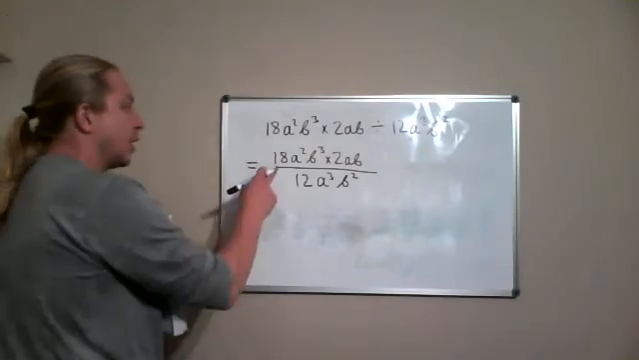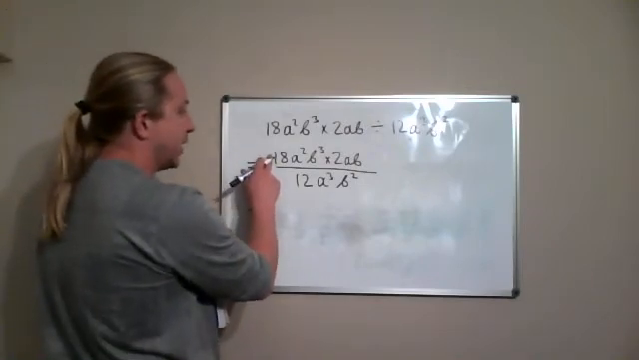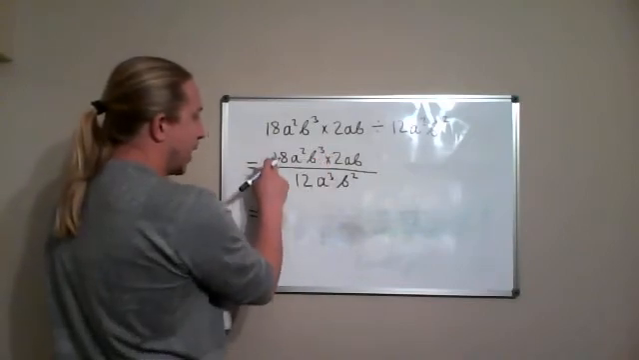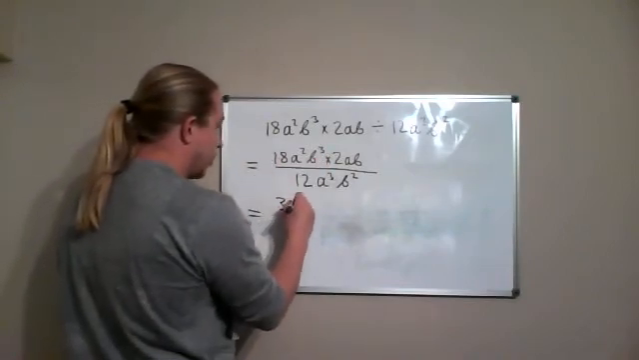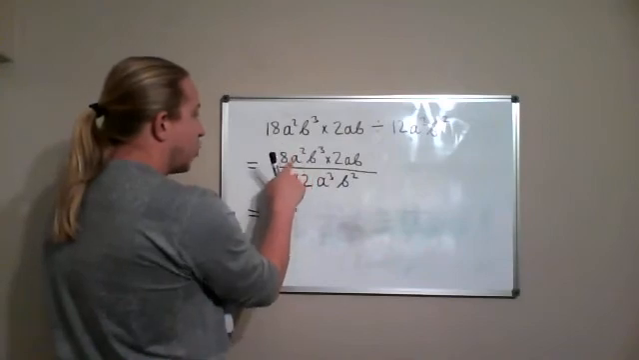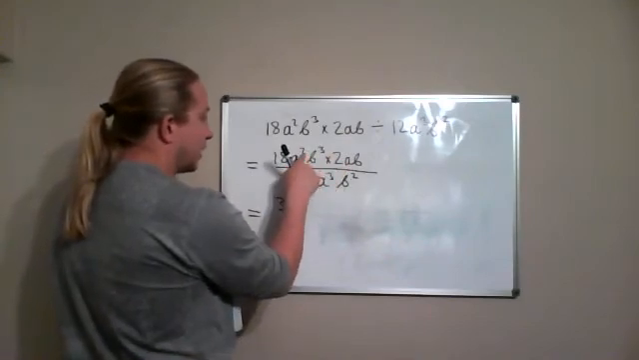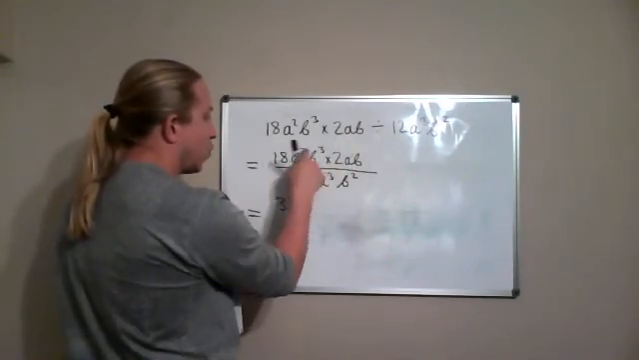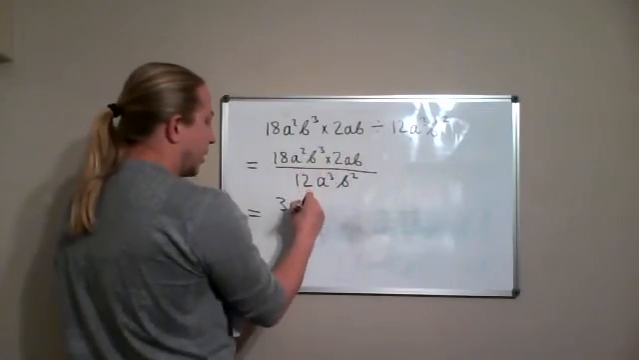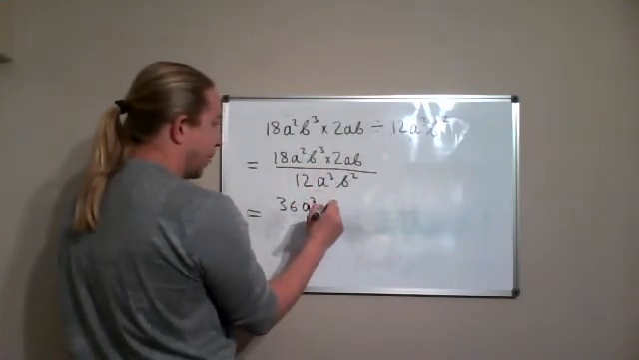So let's do that. At the top, we have a positive 18 times a positive 2. 18 times 2 gives us a 36. A squared times another a, so that's a to the 2 plus a to the 1. We add the exponents, so that gives us a to the 3.